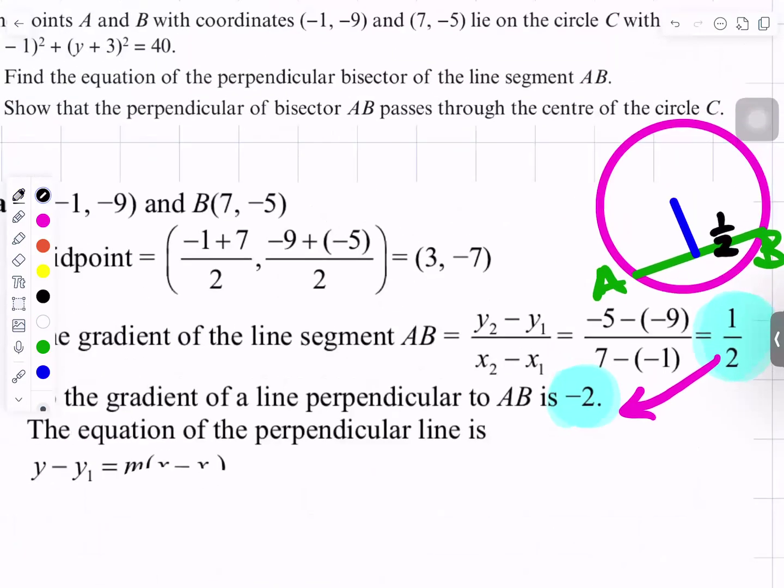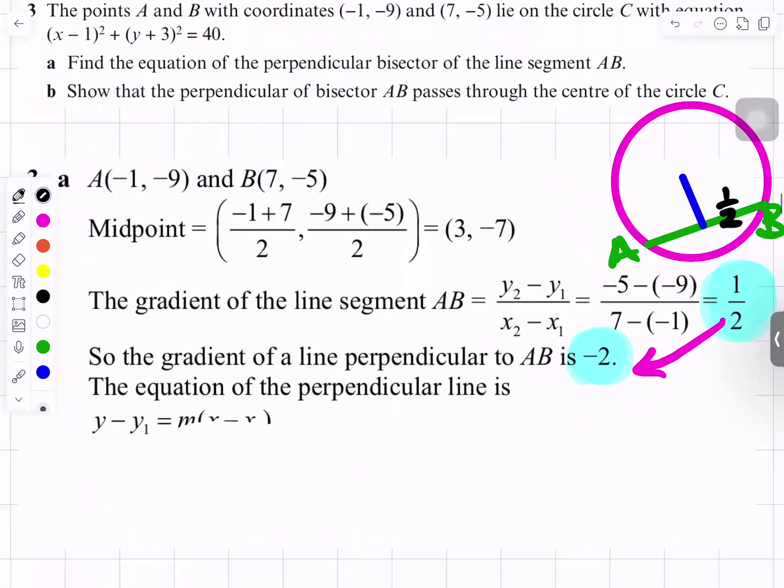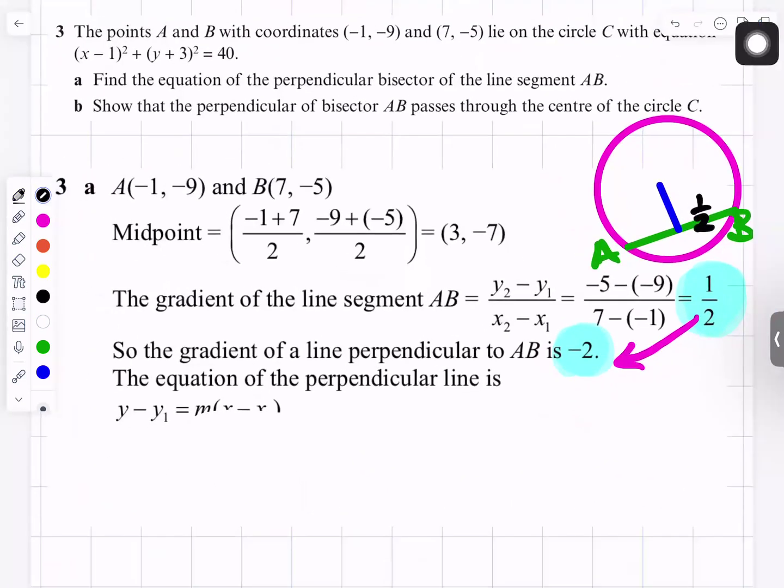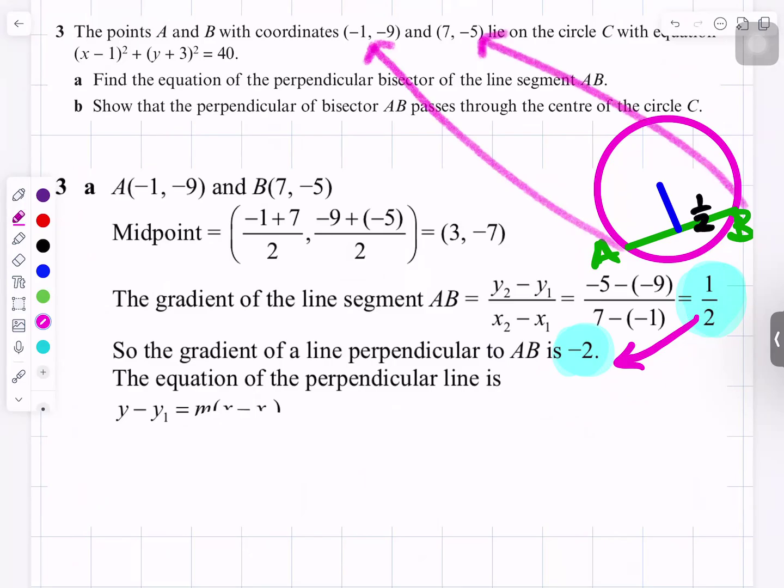Does that make sense? Because what you have done is you've used A, this A there, and you've used that B there to find that gradient of half. So that half is for the line segment AB, which is green in color.